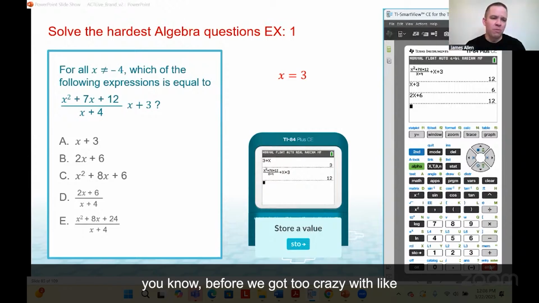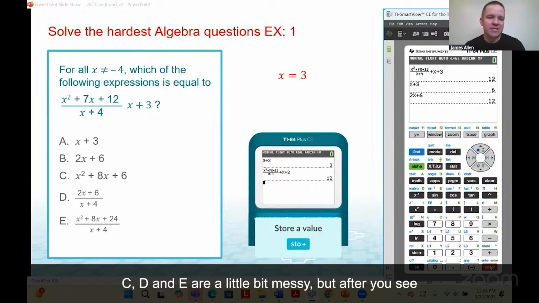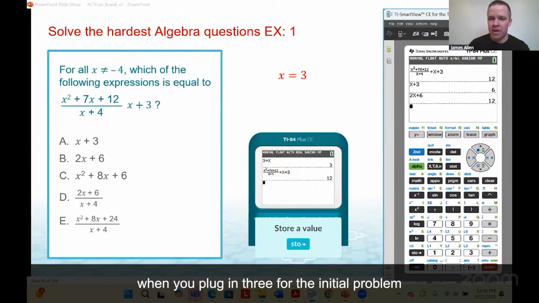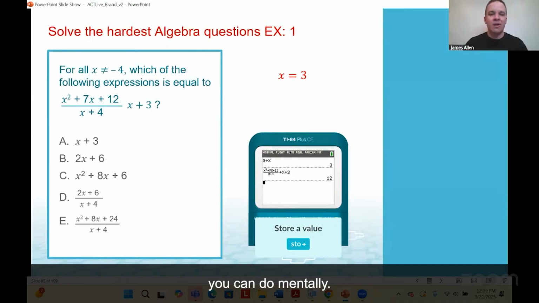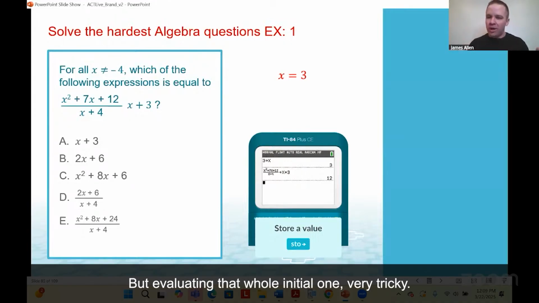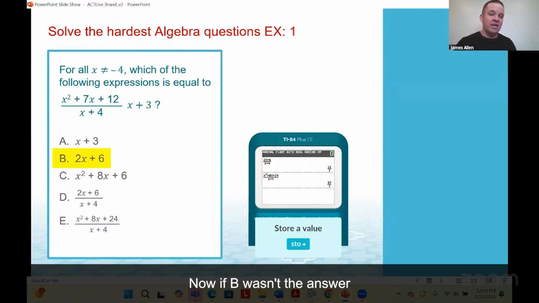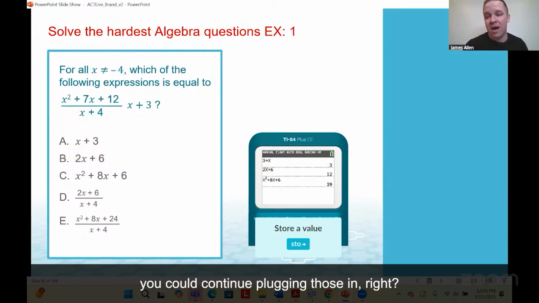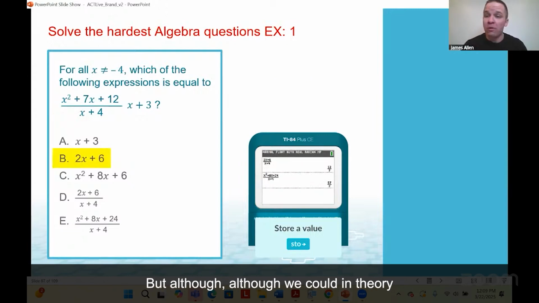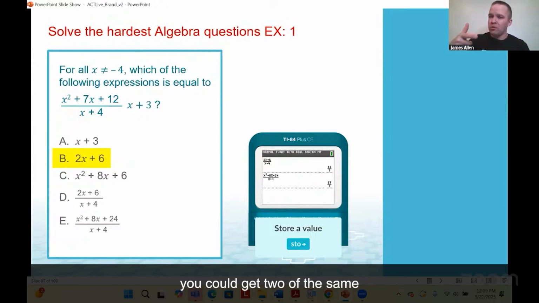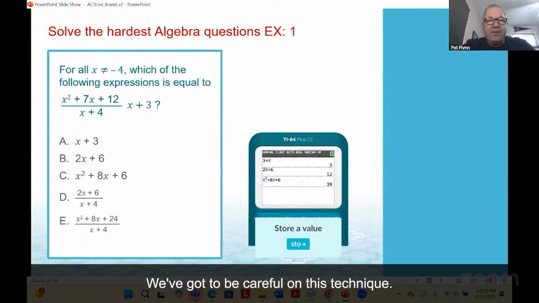Before we got too crazy, C, D, and E are a little bit messy, but after you plug in 3 for the initial problem, you might be looking like, oh, it's B, and you're ready to get out of there right away, because 2x plus 6 you can do mentally, but evaluating that whole initial one is very tricky. Now, if B wasn't the answer, you could continue plugging those in. In theory, you could get two of the same, like two of them could say 12, right? We've got to be careful on this technique.